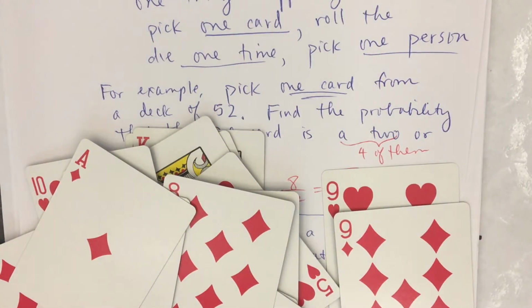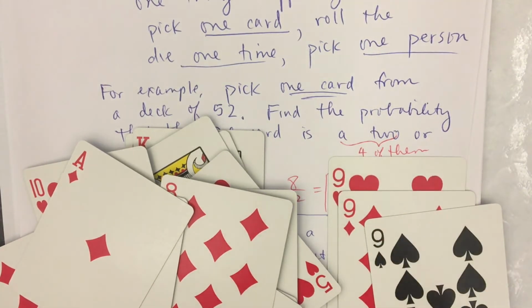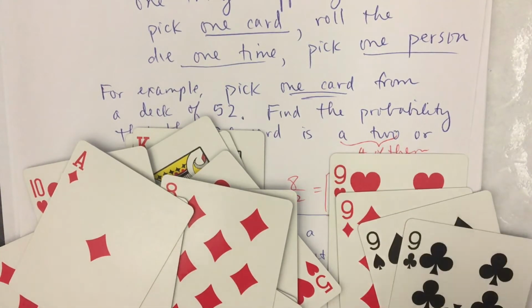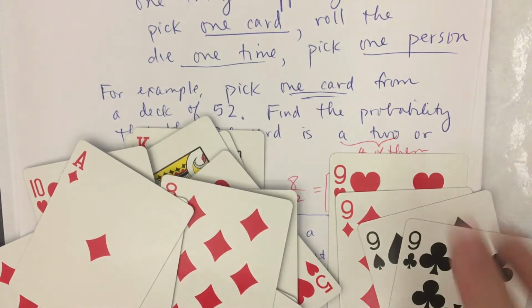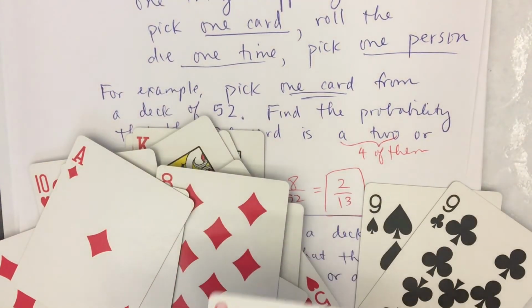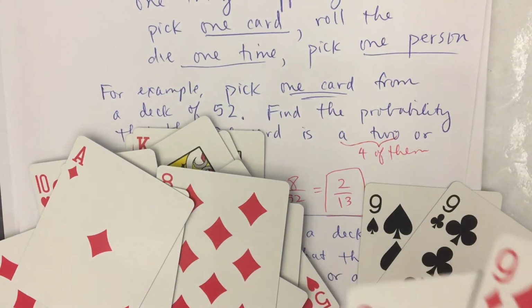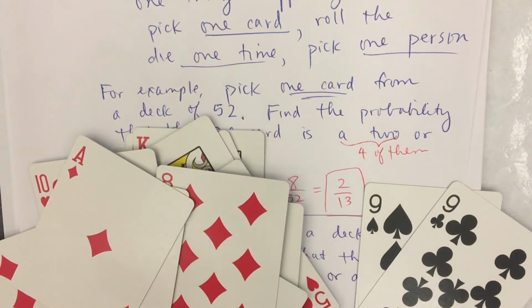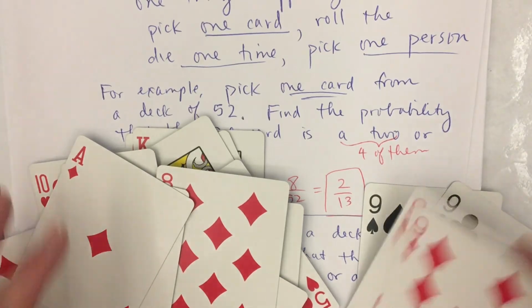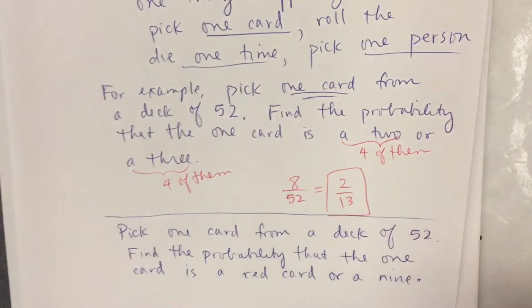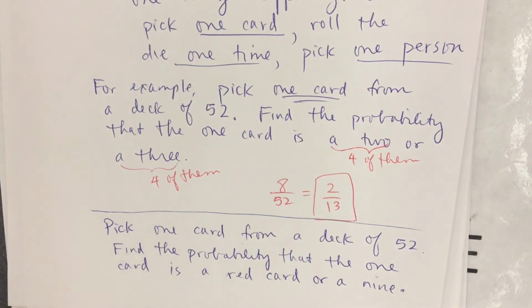So I have all the red cards, and what else do I need? How many more 9s are there? 2, the 2 black 9s. So I have to be careful. There's some overlap. There's 2 cards that fit both categories. On the previous problem, when I said a 2 or a 3, there's no overlap. So on this one, I have to take into account that overlap.